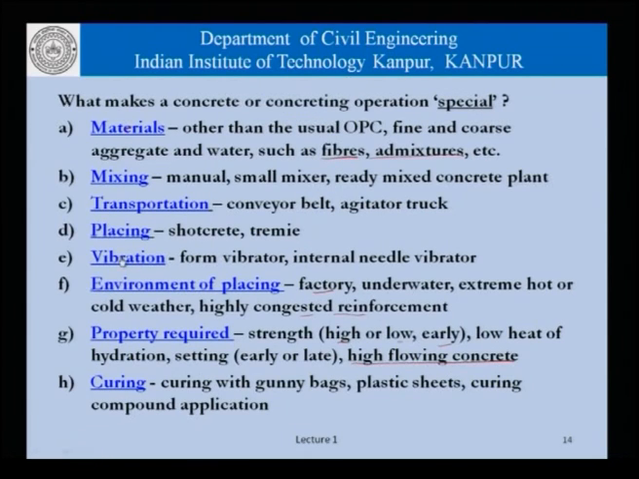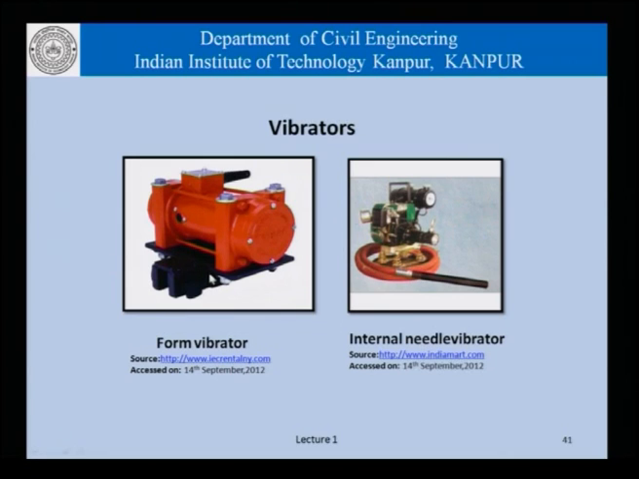Let's look at vibrations. We have form vibrators, we have needle vibrators, and sometimes we use roller compacted concretes. Form vibrators are applied on the formwork, and the concrete within is vibrated. We have internal vibrators, which is the normal concrete practice, where the needle is inserted inside the concrete that has been placed, and the concrete is consolidated to remove the air, and so on.